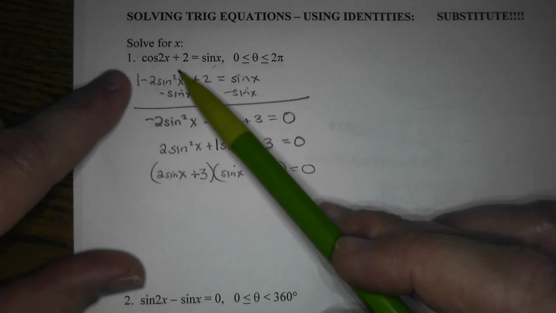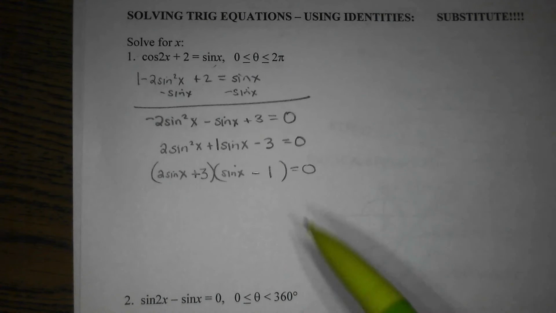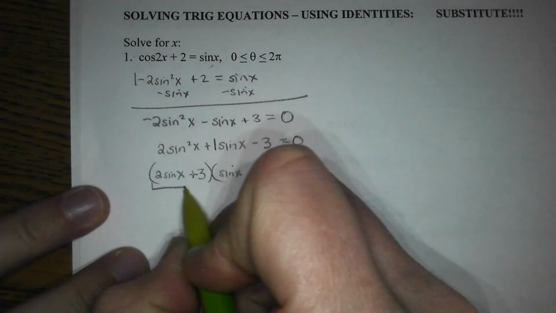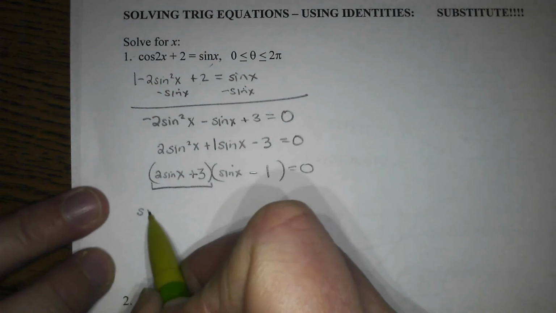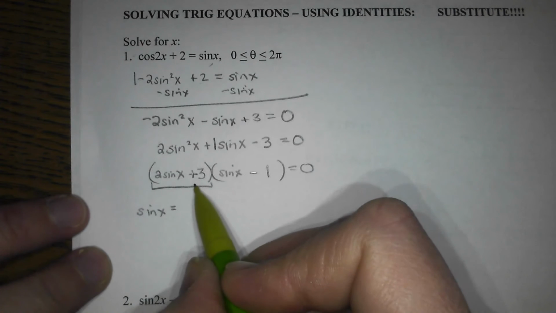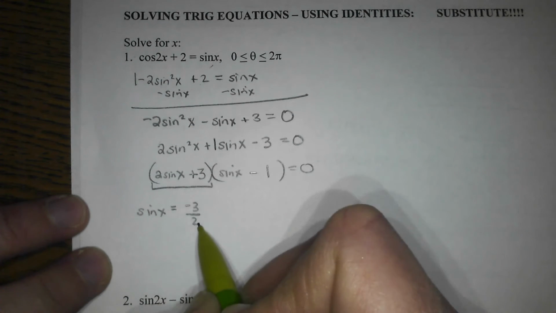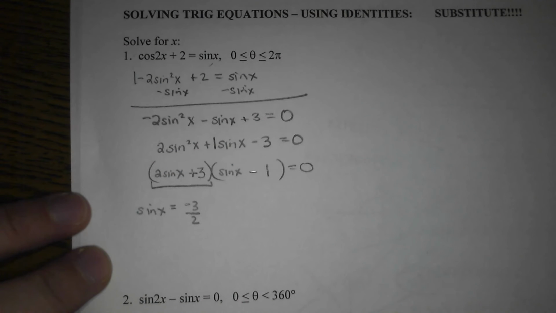Really, after that substitution, everything else is the same as what we've been doing. So now we'll just tee it up. And so on this first factor, what does sine of x equal? If I tee that up, I have to subtract 3 and then divide by 2. So -3/2.